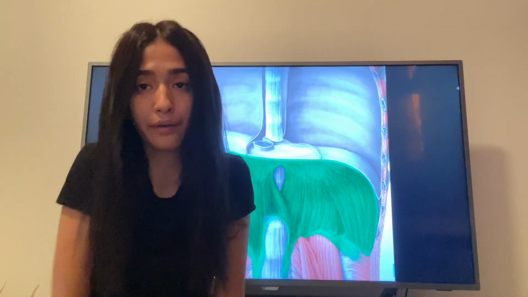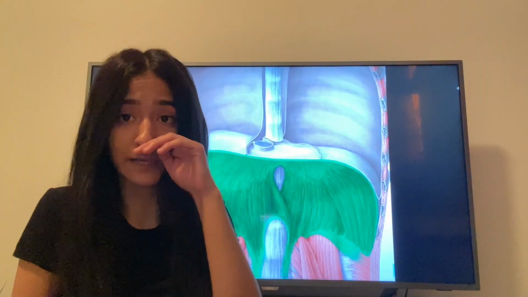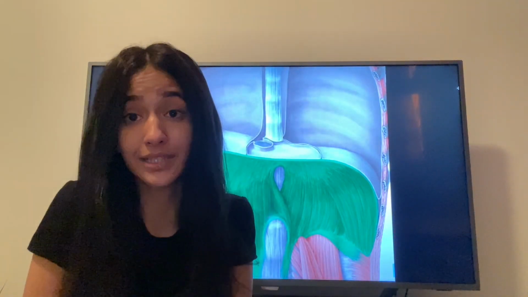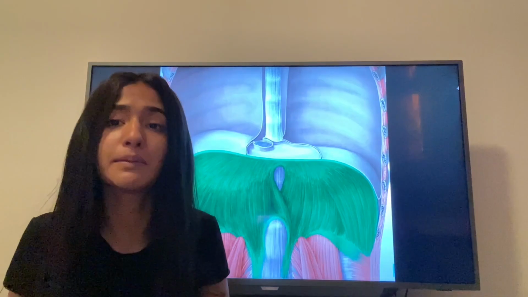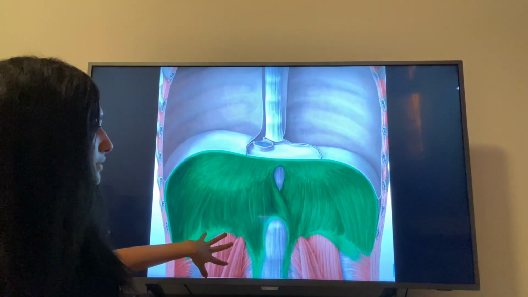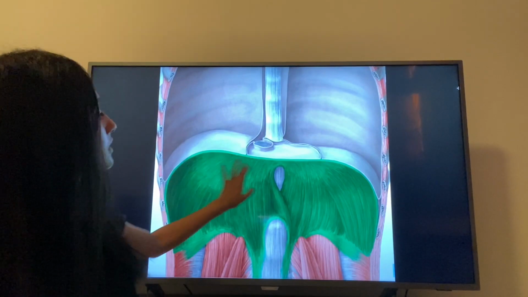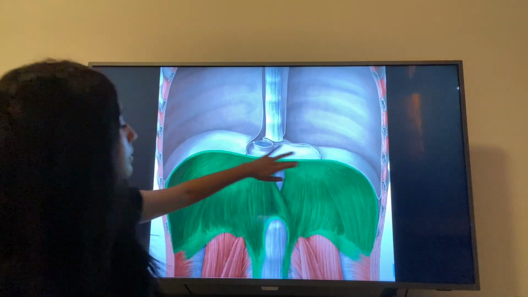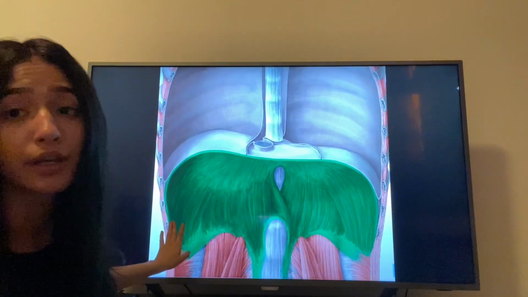This is Satyam, and today we're gonna talk about the anatomy of the diaphragm. So let's start with the definition. The diaphragm is a dome-shaped muscle that separates the thoracic cavity from the abdominal cavity. And here you can see the dome shape. And the diaphragm only loses its dome shape during respiration.